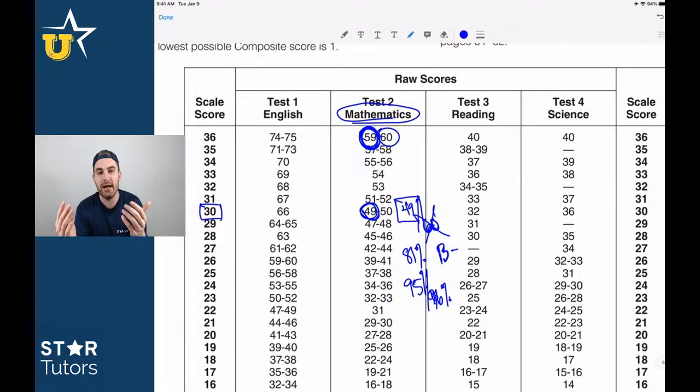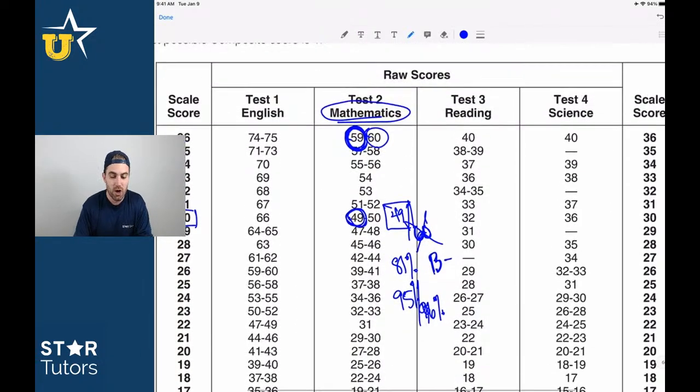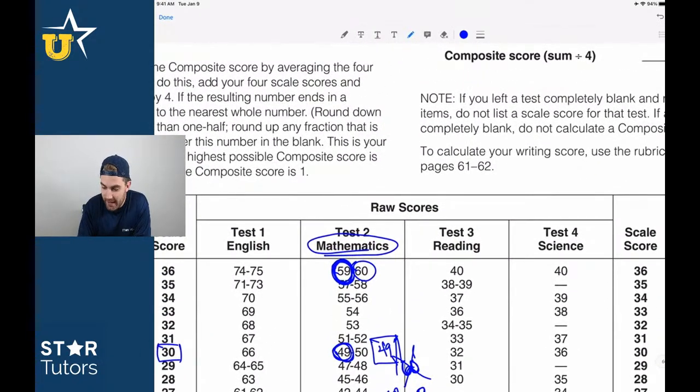If you get 49 right, and then you have 11 left to guess on, and you guess the same letter on those 11, you're going to get statistically at least 3 of those 11 questions right. That means that you get 3 right, so now you're at 52. You actually get a 31 on the math test if you are focused on 100% accuracy on the questions that you do know. That is the most important thing you guys can do today, is focus 100% accuracy on all of the questions you know how to do.